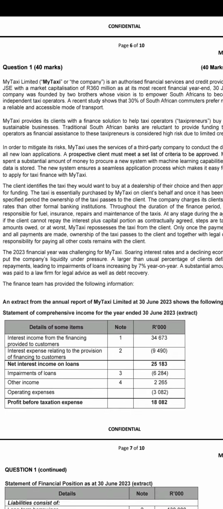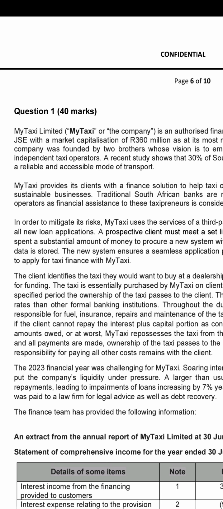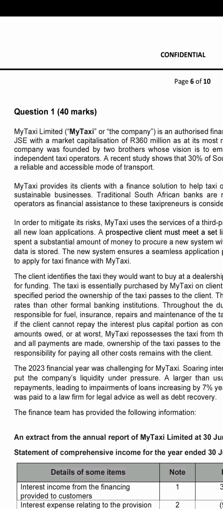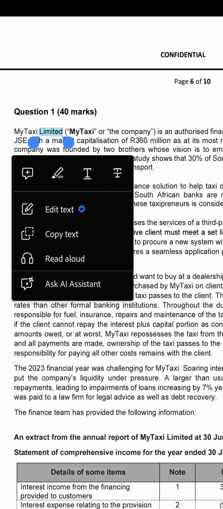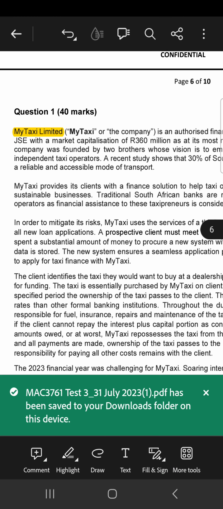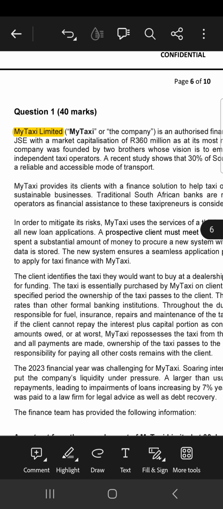Okay, so let's start off. Right, let me zoom in a little bit. Right, so My Taxi Limited. All right, immediately from here we can already see that there is something which we would need to be highlighting. Right, now why is this important? Okay, why is this important?